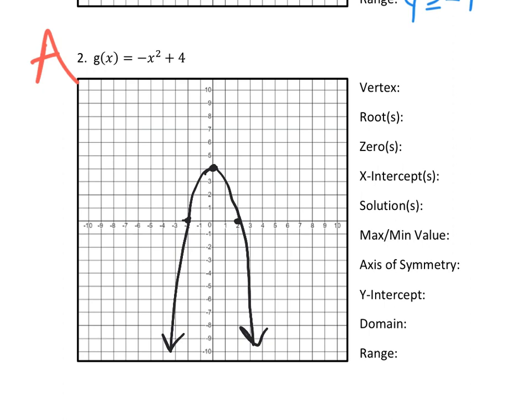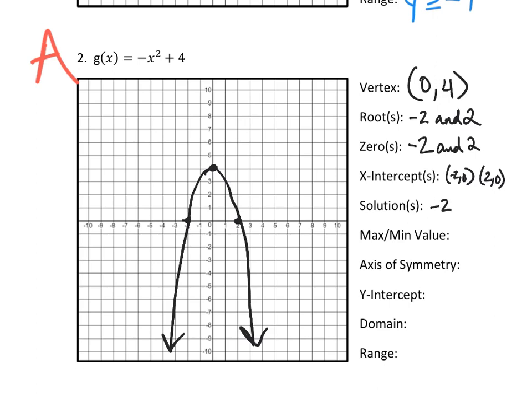But we know from Desmos that my vertex is at (0, 4). Did we get that one right? Yes. Our roots are at -2 and 2. Okay, I saw some people write it like this. Is this the right answer? No, that's a coordinate. That's not where my zeros are. So you do need to make sure that you write it as -2 and 2, or you write it as both of their individual coordinates, (2, 0) and (-2, 0). But all of my root words are the same.